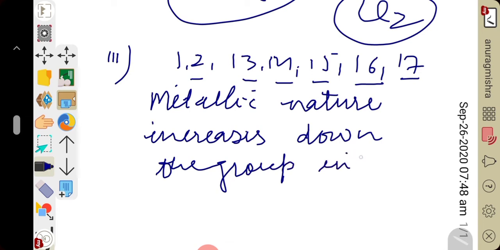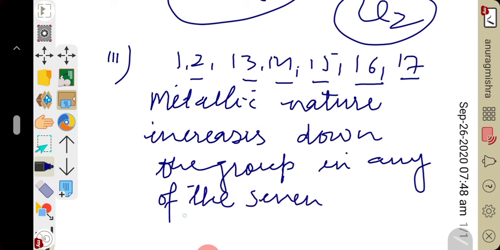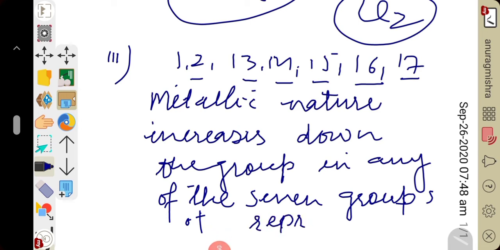In any of the 7 groups of representative element.